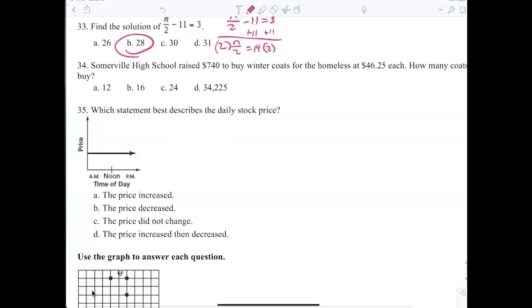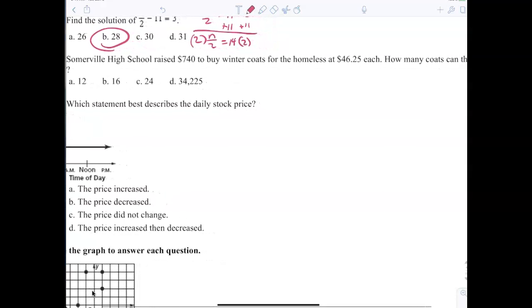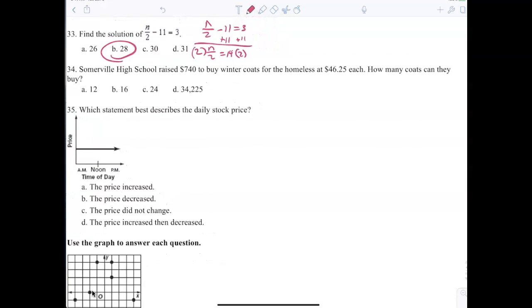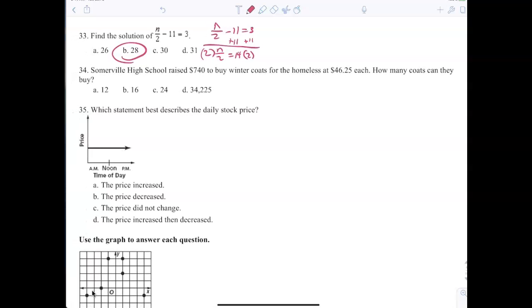Somerville High School raised $740 to buy winter coats for the homeless at $46.25 each. How many coats can they buy? So here it's just 740 divided by 46.25. Someone help me out with that. What was it? 16? Anybody else get 16? Good. All right, just strictly a calculator.